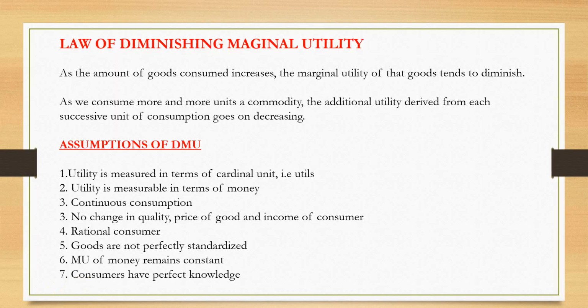Let us start first with the law of diminishing marginal utility, its definition. The law of DMU is defined as: as the amount of goods consumed increases, the additional satisfaction, that is the marginal utility, of that good tends to diminish. Or in other words, as we consume more and more units of a commodity, the additional utility derived from each successive unit of consumption goes on decreasing.